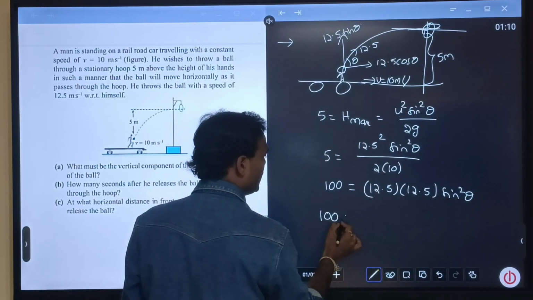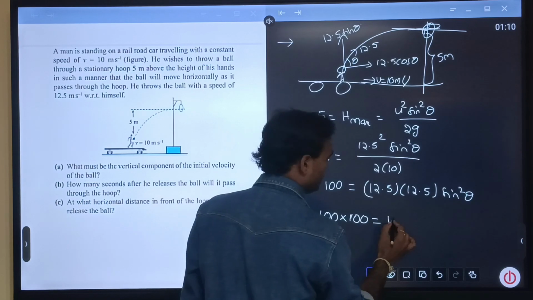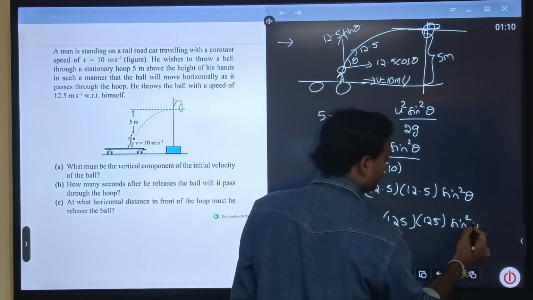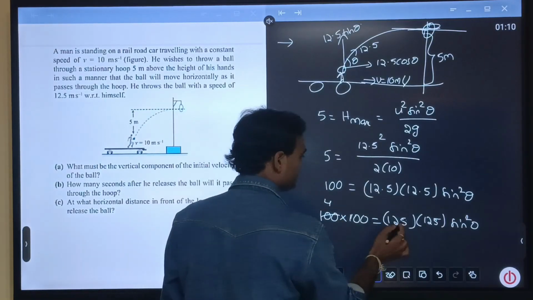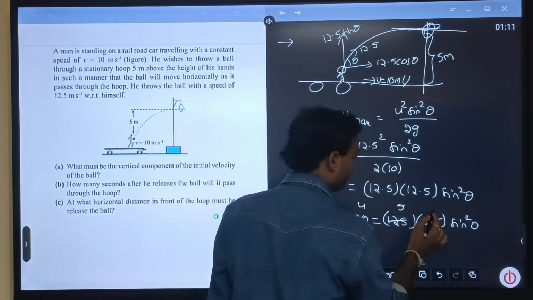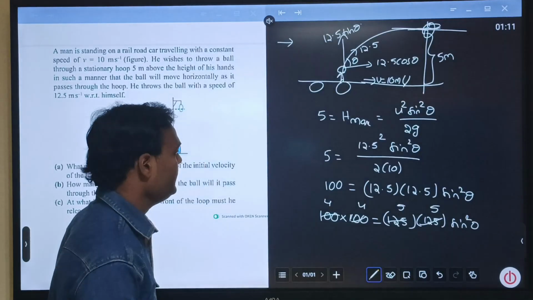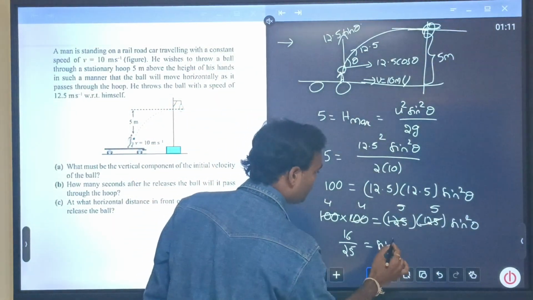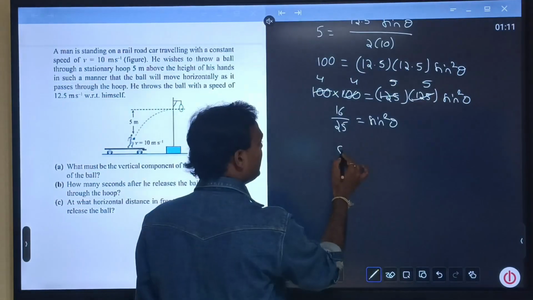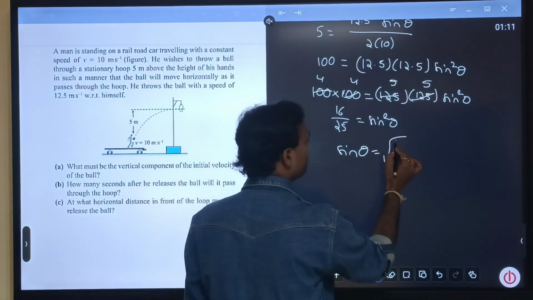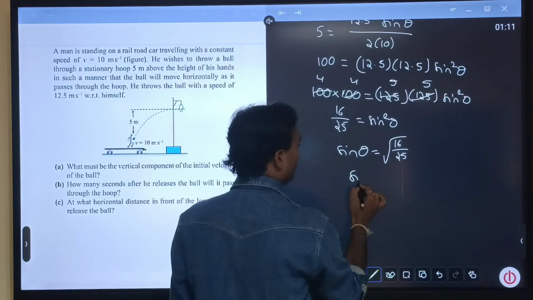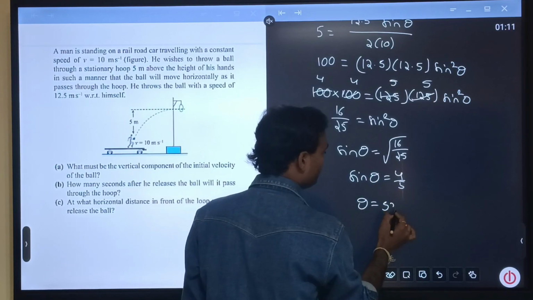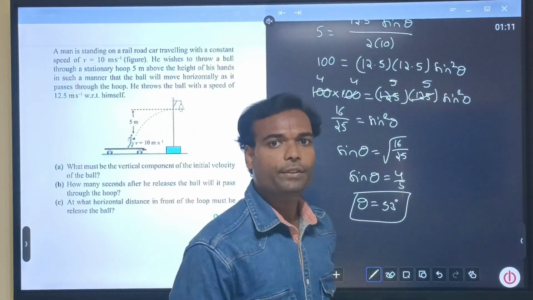Otherwise, I can write 100 into 125 sine square theta, 4, 5. I am dividing with 25. Obviously, 16 by 25 is equals to sine square theta. Then sine theta is equals to under root of 16 by 25, or sine theta is equals to 4 by 5. Therefore, theta is equals to 53 degrees.